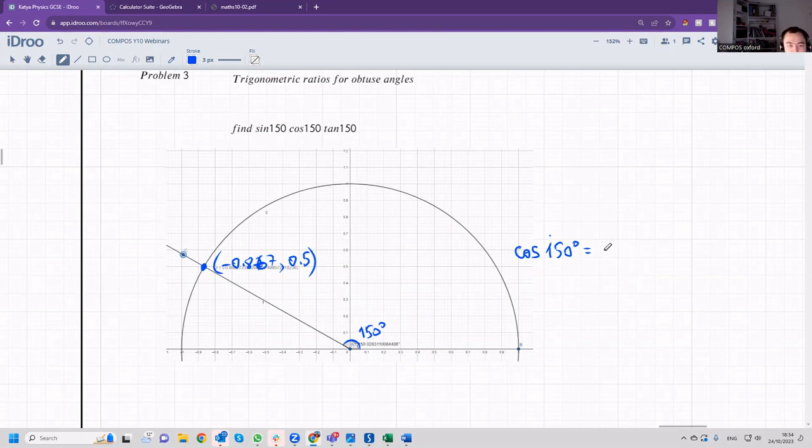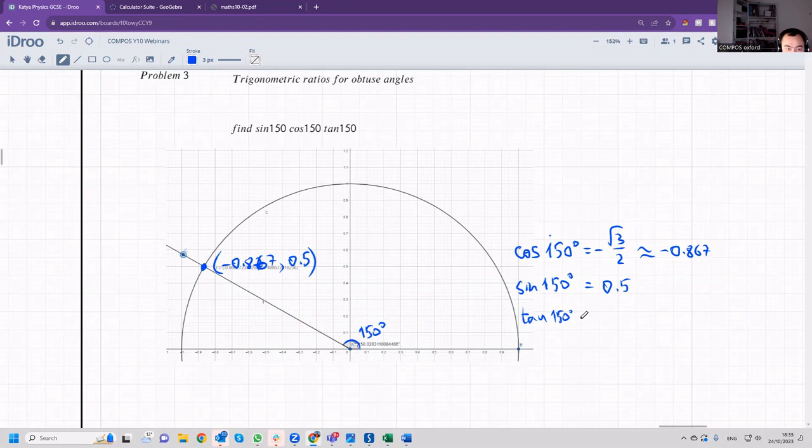Very good. It is negative 0.867. Well, it's actually minus square root of 3 over 2, which is approximately minus 0.867. What is sine 150 degrees? Well done. It is 0.5. And what is tan 150 degrees?